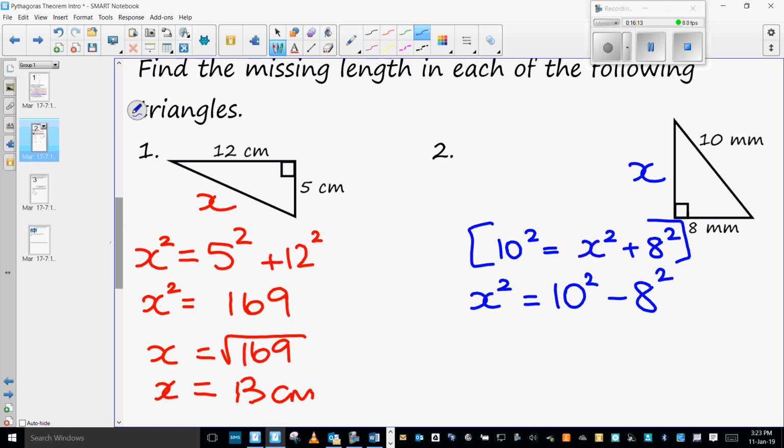Okay? So we're always going to be subtracting it, and you're always going to be subtracting it from the hypotenuse squared. So when you are finding a short side, this one is always going to be the hypotenuse, and this is always going to be the short side. And it will always be subtract when it's a shorter side. Okay?